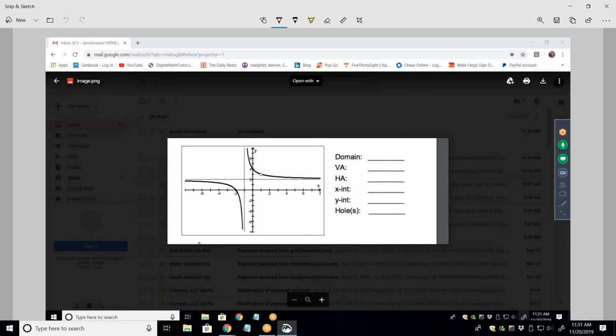So I'm not going to fill out that whole domain, but the vertical asymptote is that. It's the equation of a line. It's that vertical line you see. What's the horizontal asymptote? Y equals 2.